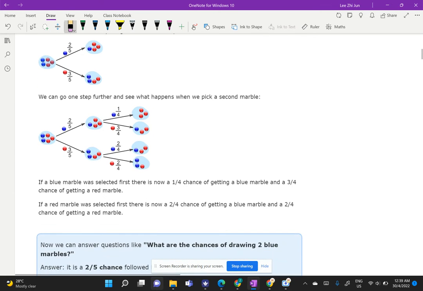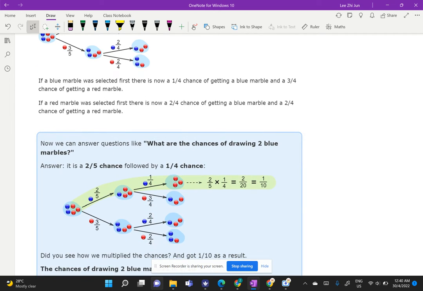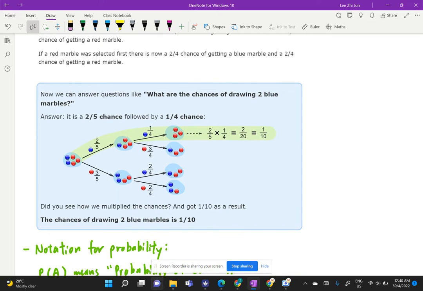If a blue marble was selected first, it's now a 1 per 4 chance of getting a blue marble and a 3 per 4 chance of getting a red marble. Conversely, if a red marble is selected first, there is now a 2 per 4 chance of getting a blue marble and a 2 per 4 chance of getting a red marble. Now we can answer the question: what is the chance of drawing 2 blue marbles? It's a 2 per 5 chance followed by a 1 per 4 chance. So the chance of drawing two blue marbles is 2 per 5 times 1 per 4, which is 1 per 10.